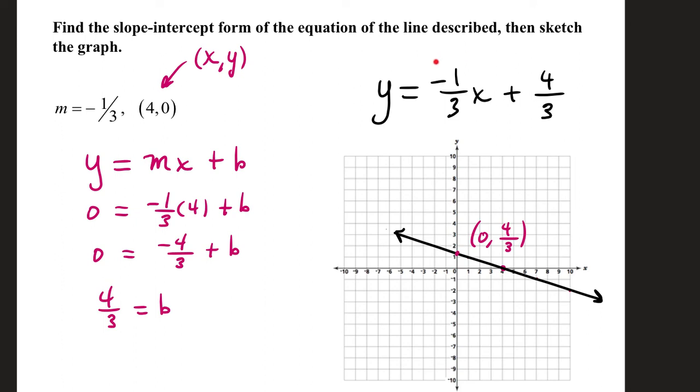Now that we know the slope, -1/3, we can write y equals -1/3 x, and we just discovered the y-intercept at +4/3. We can write +4/3. So it turns out that this graph hits the y-axis at 1 1/3.